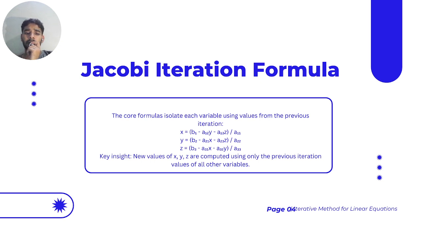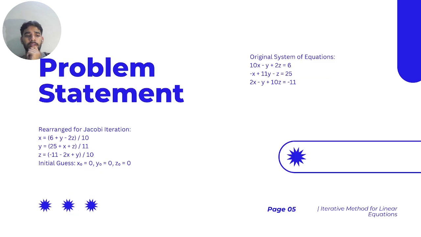Here the core formulas isolate each variable using values from the previous iteration. Like you will see here: b1 minus a12 y minus a13 z, b2 minus a21 x minus a23 z, b3 minus a31 x minus a32 y, and then divide them by the diagonal elements. New values of x, y, and z are computed using only the previous iteration values of all other variables.